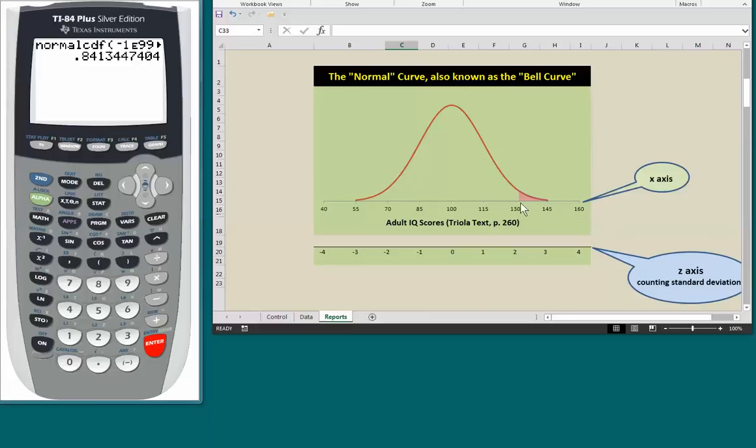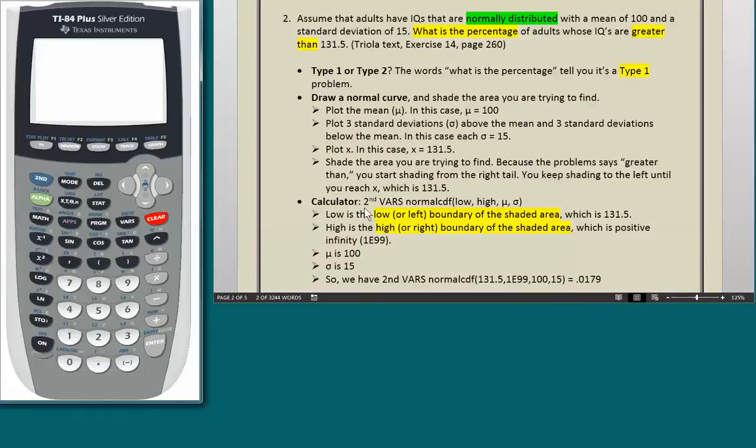And this helps us understand what the left boundary of our shaded area is going to be and what the right boundary of the shaded area is going to be. That's the reason for shading, so that you know what to put in the calculator for left and right, or low and high. So now we're going to the calculator. Second var's normal CDF, just like on the last one. Second var's normal CDF is number 2. Low is the low or left boundary of the shaded area, which in this case is 131.5.